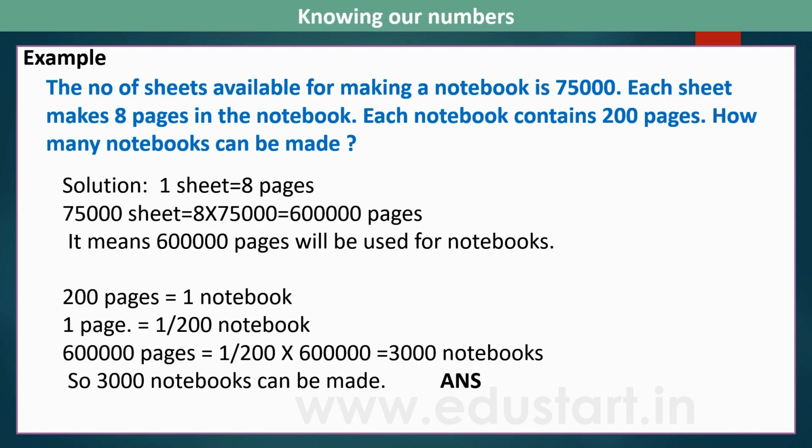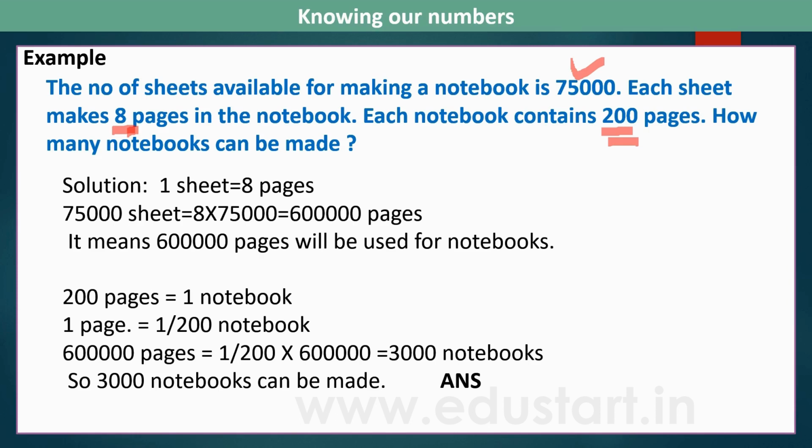The number of sheets available for making notebooks is 75,000. Each sheet makes 8 pages. Each notebook contains 200 pages. How many notebooks can be made? So now we have to understand three things here. The total number of sheets available is 75,000. One sheet makes 8 pages and one notebook contains 200 pages. So we need to find out how many pages are totally available. And as each notebook contains 200 pages, if we divide that number by 200, we are going to find out the total number of notebooks that can be made.